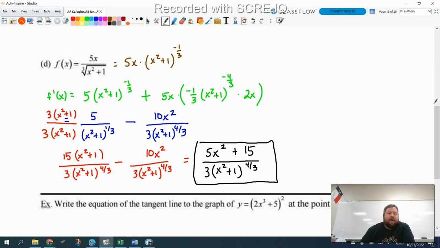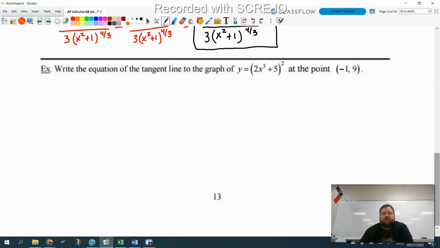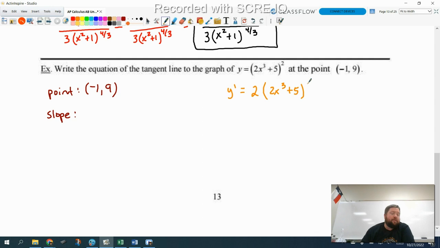All right, so I mentioned some applications we're going to do. One of the applications for this is to write an equation of a tangent line. Remember, to write the equation of any line, you need to know a point and a slope. We were given the point, -1, 9. So all that we have to do is find the slope. In calculus, we find the slope by doing the derivative. So y prime is equal to, multiply by 2, keep the inside part the same, subtract 1 from the exponent, so it's now a 1, and then multiply by the derivative of the inside.